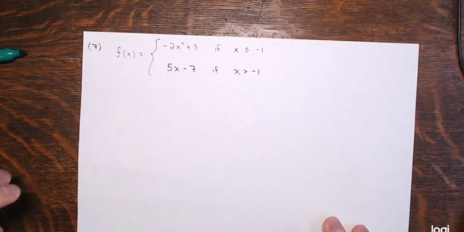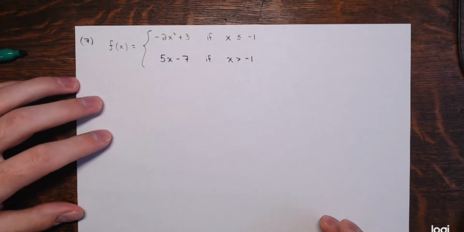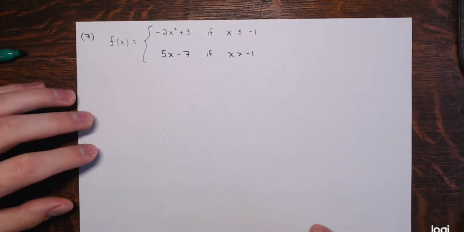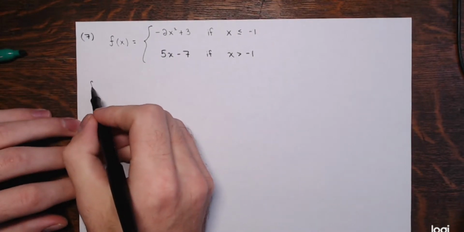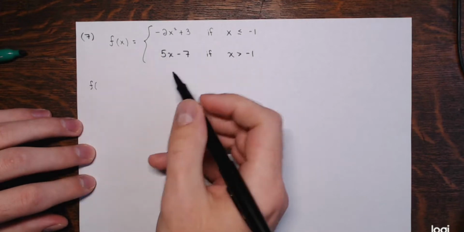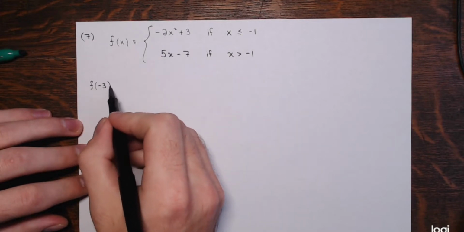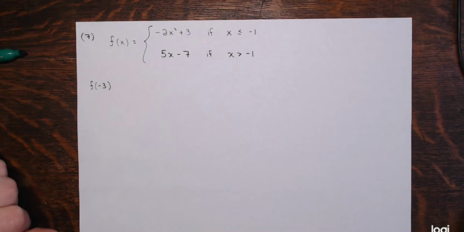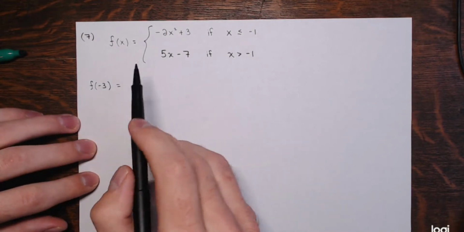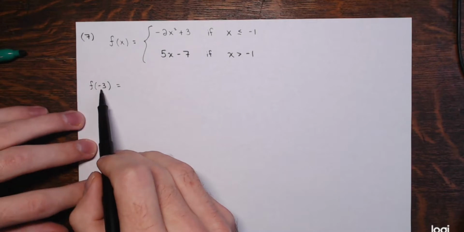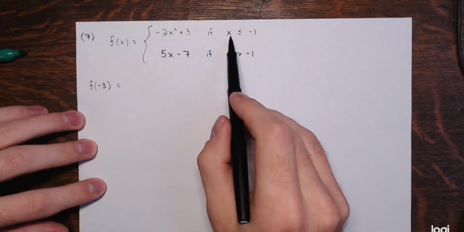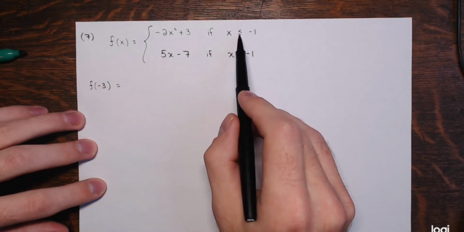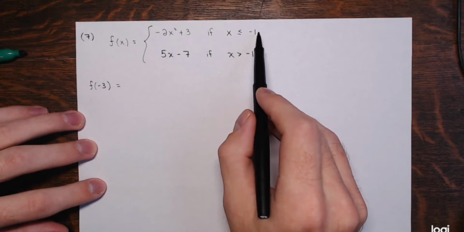Same thing. I'm asked to do f of negative 3, negative 2, negative 1, and 0. All right, so let's just do that, and then I'll make the drawing in Desmos and we can verify our results. All right, so f of negative 3. Which condition does that satisfy? Is negative 3 less than or equal to negative 1? Yeah. So I go into this first piece.